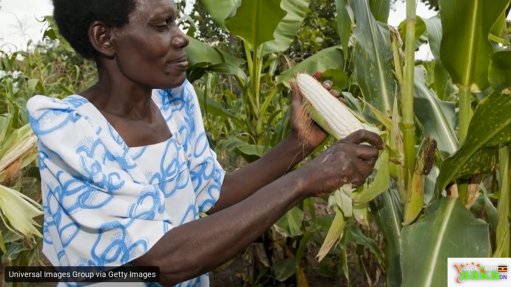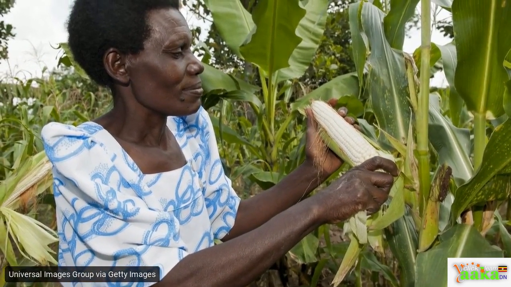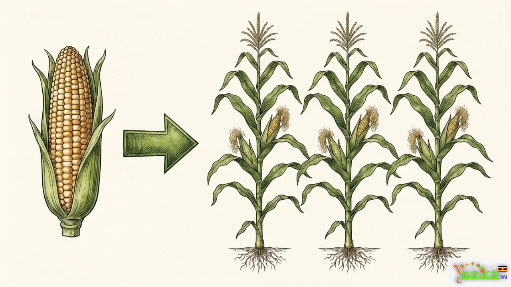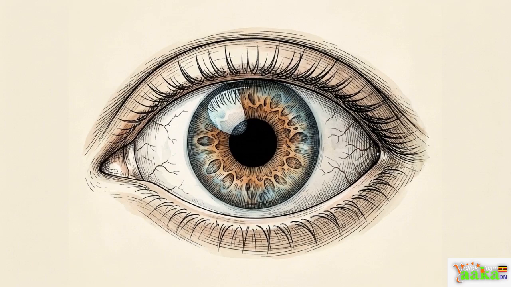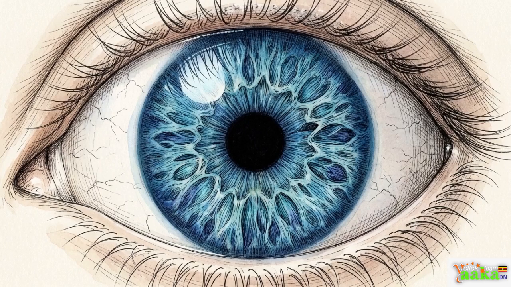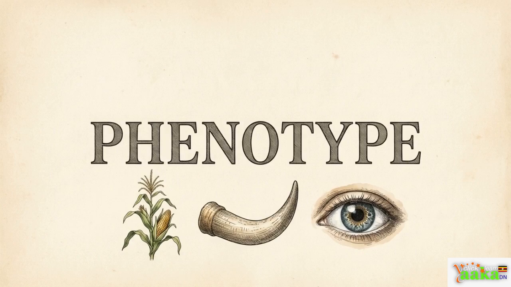To harvest tall, sturdy maize next season, they know they must select specific plants today. They are looking for the traits they want to see in the next generation. Everything we can physically observe, the height of the maize, the curve of a horn, or the color of your eyes, is known as an organism's phenotype.